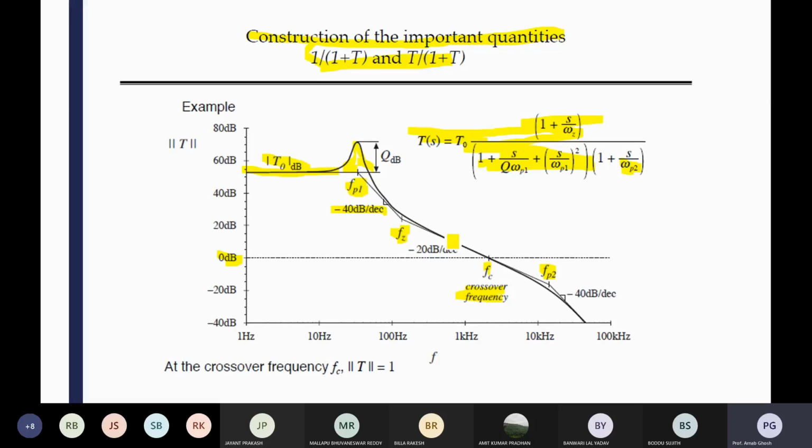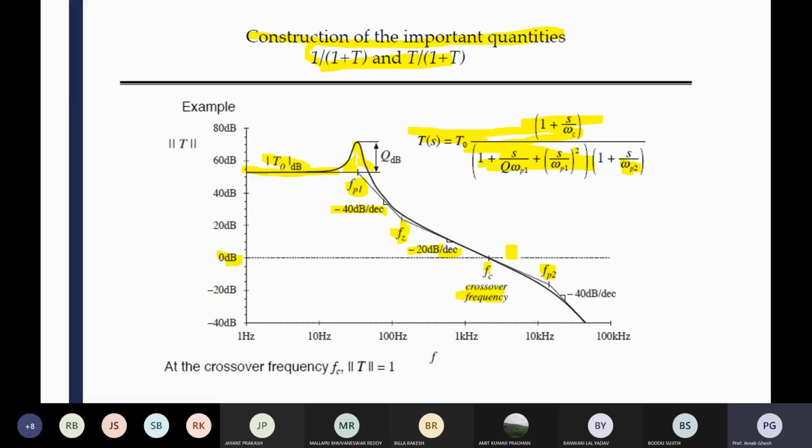It is your first crossover frequency. So you can say that the slope is minus 20 dB per decade, second order system. Then up to FZ. Then what happens at FZ? It is added with plus 20 dB per decade. So that's why minus 40 dB per decade plus 20 dB per decade, so it is coming minus 20 dB per decade.